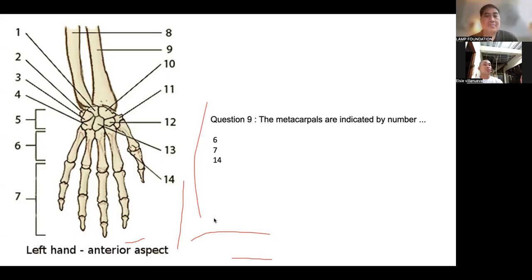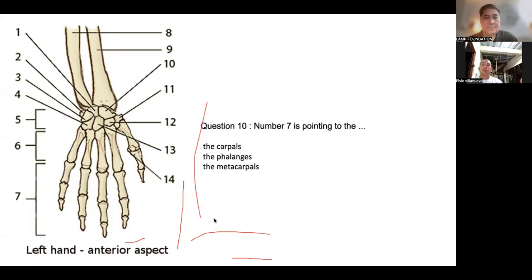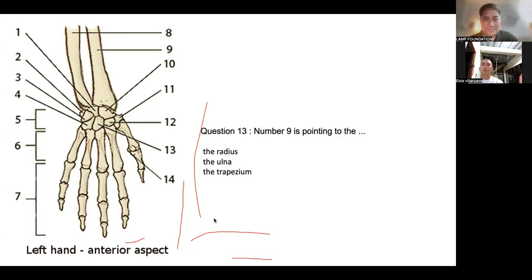Sesamoid bone. Metacarpals. Number 6. 7, the phalanges. Ulna. Number 8. 10, scaphoid. 9, the radius. Trapezium. Number 11. 3.